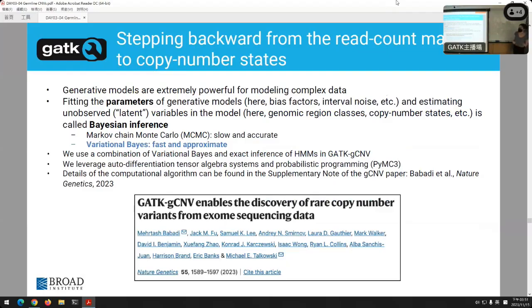And that's all I'm going to say about the methods. But again, this is the GCNV paper, which was published earlier this year in Nature Genetics. So definitely check that out for more information about all of this.